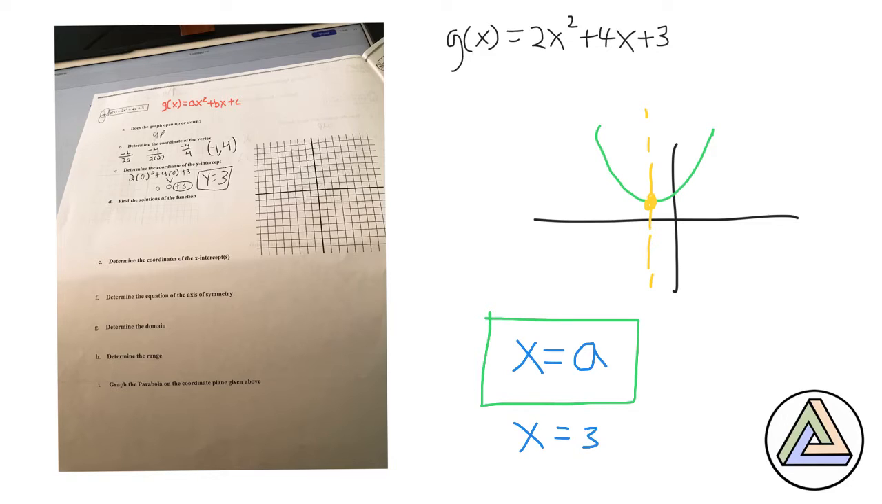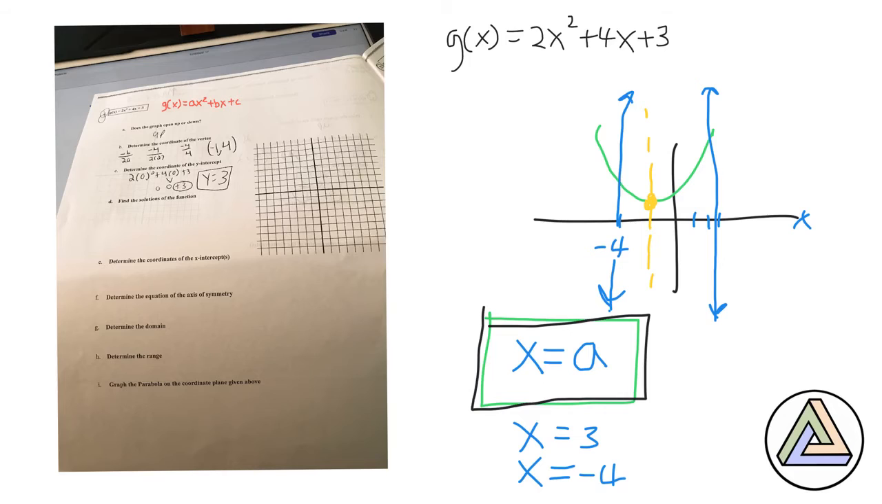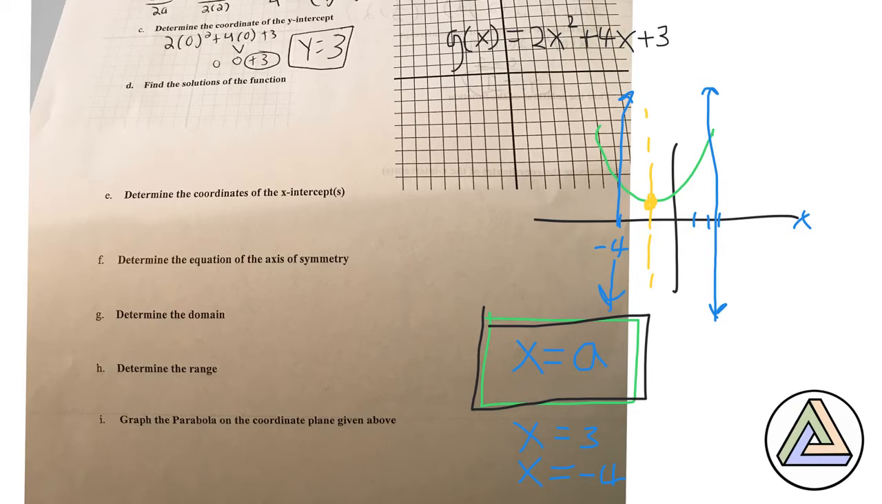Maybe it's x equals 3, in which case it would be a vertical line that passes through the x value of 3 on the x-axis. An equation for a vertical line could be x equals negative 4. Well, in that case, it would be a vertical line passing through this x value of negative 4. The moral of the story is the equation of vertical lines always looks like x equals some number. X equals 3, x equals negative 4. And when they ask you for the equation of the axis of symmetry, keep in mind they're asking for the equation of a vertical line. So your final answer should include x equals whatever that number is.